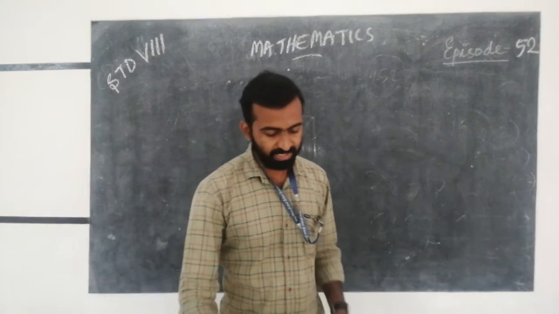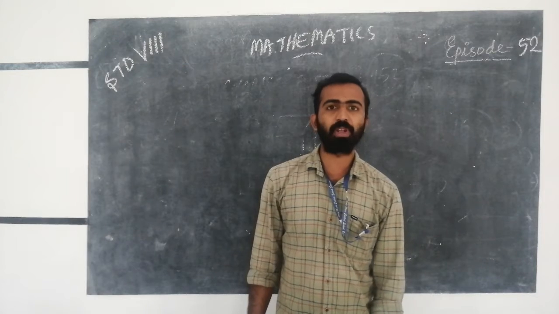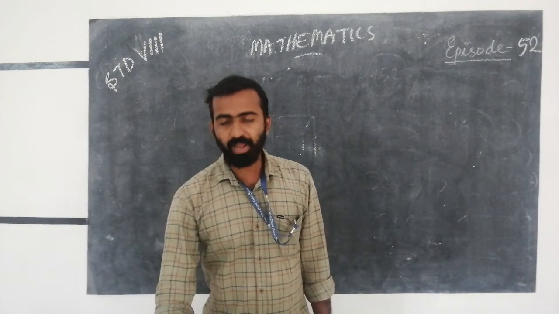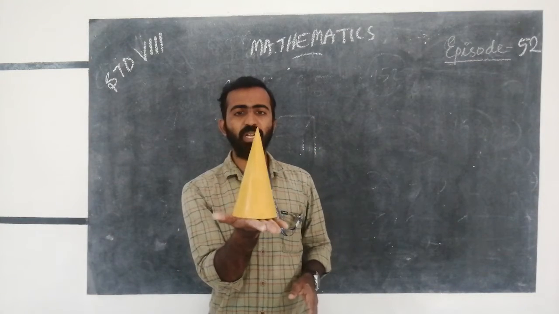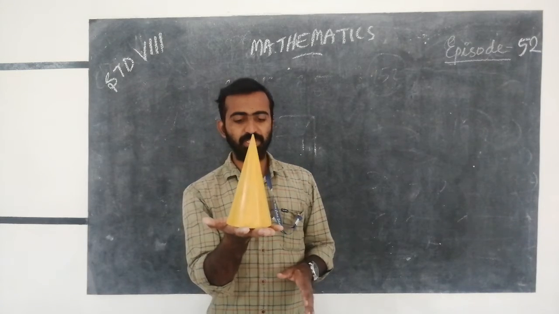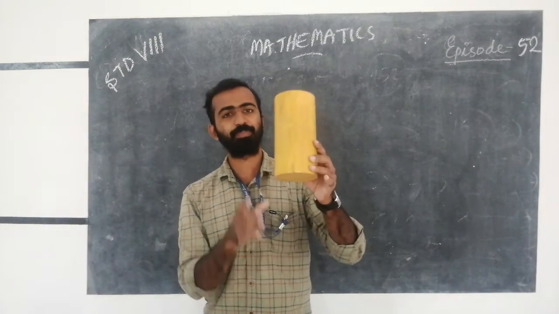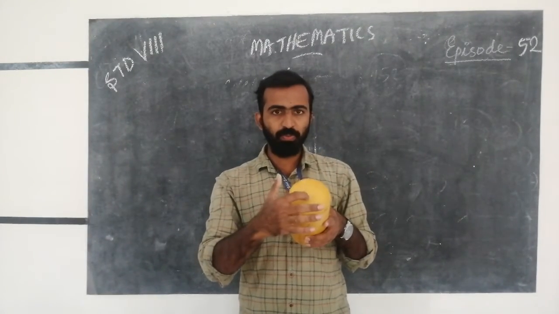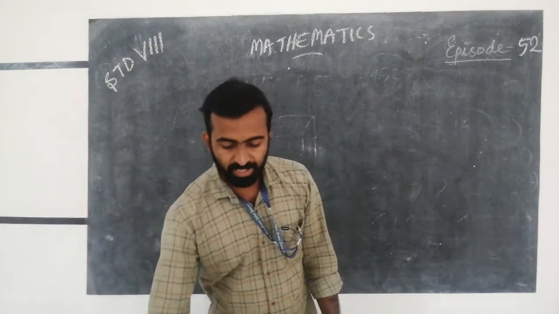In the previous class, we were discussing our chapter 10, Visualizing Solid Shapes. Today I will show some shapes. In the previous class we discussed the cone, this one, whose base is a circle. And this is the cylindrical shape. In this cylinder, this is the top view and the side view.